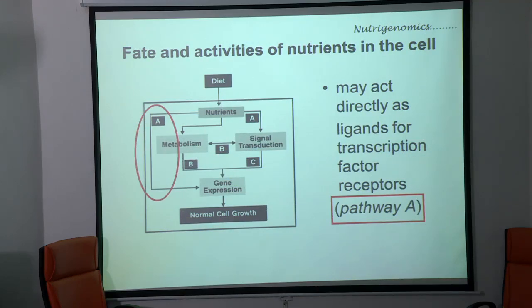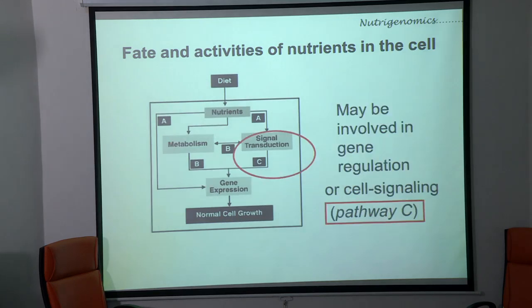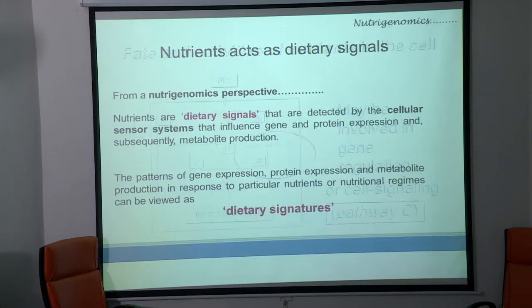And the food that you eat can undergo several fates. There can be a pathway A in which it can directly serve as a ligand for a transcription factor, and it can therefore impact the gene expression and the normal cell growth. Or it can be metabolized, and the altered concentration of the substrate and intermediates will then impact the gene expression. So, diet, nutrients, through metabolism, impact the gene expression and the normal cell growth. Or it may act through signal transduction, having an impact on gene expression and the cell homeostasis. So, there are different ways in which the nutrients can impact the cell growth.